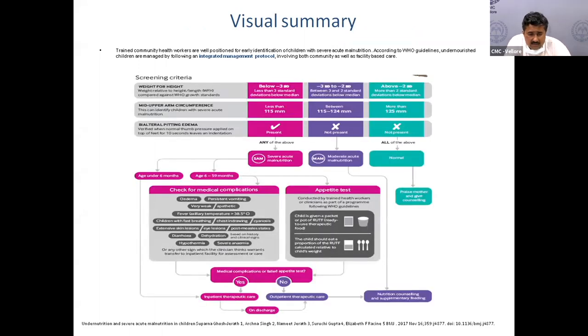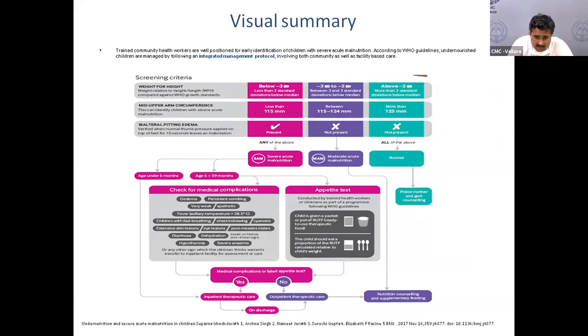So, initial screening criteria, as I said: weight for height, upper arm circumference, or visible edema. You can classify it under moderate acute malnutrition or severe acute malnutrition. If any one is present, you classify under severe acute malnutrition. Is the child below 6 months of age or more than 6 months of age? 6 to 59 months means up to 5 years of age. You check for the complications.